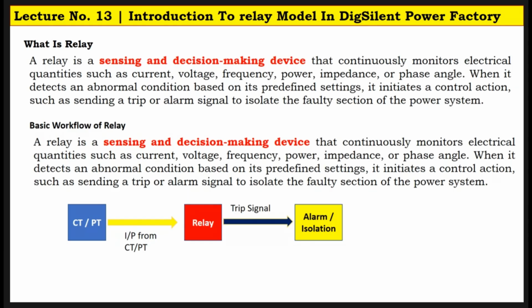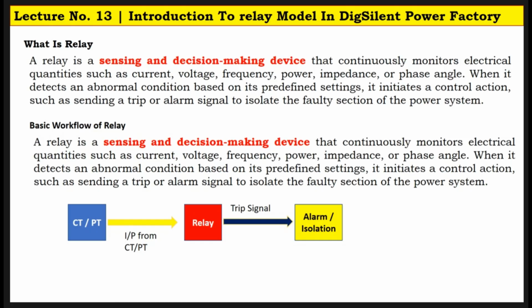For example, suppose we are using an overcurrent relay. The relay receives the current signal from the CT and checks whether the current has exceeded the pickup setting. If the condition does not meet the protection criteria, that means if it does not exceed the pickup setting, the relay will simply continue monitoring the system. It will not initiate the trip signal or alarm signal.